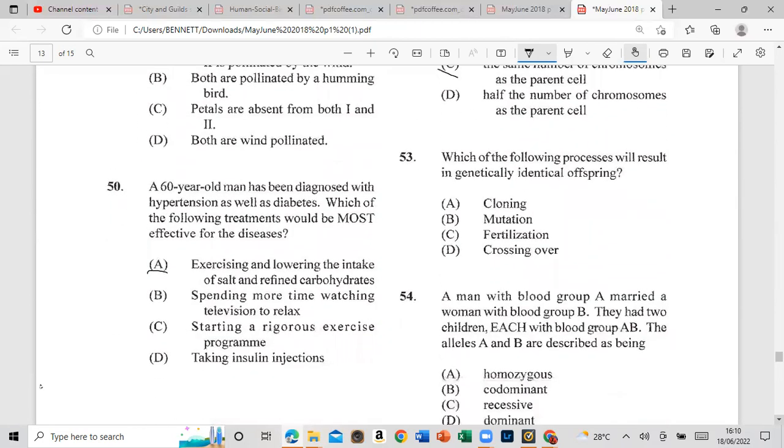Which of the following processes will result in genetically identical offspring? Cloning, mutation, fertilization, or crossing over? What is cloning?